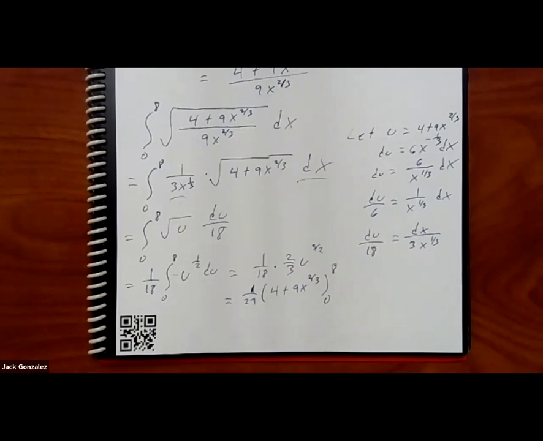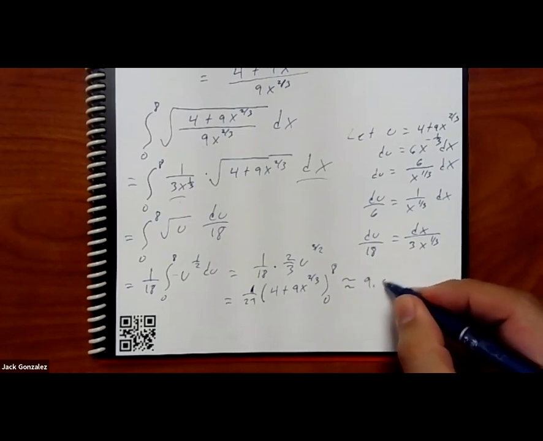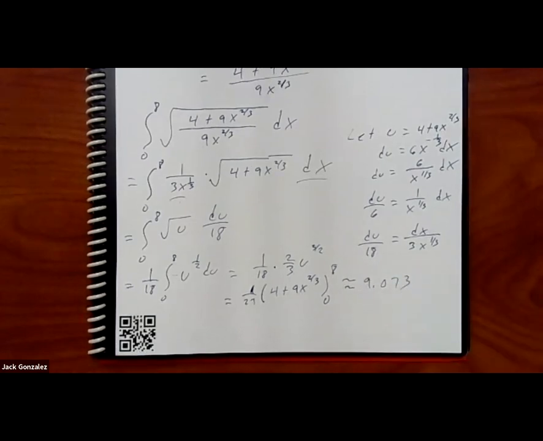Anyway, does the idea make sense? How you set these up? Let me find another one that's a little more straight up. So that's the final answer. No, you have to plug in the numbers and you're going to get a decimal. Yeah, the final answer is like 9 point something.